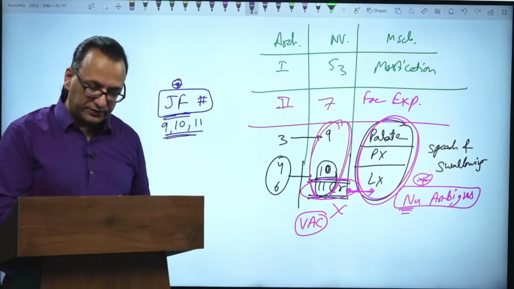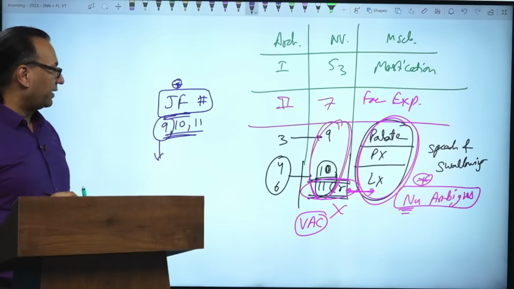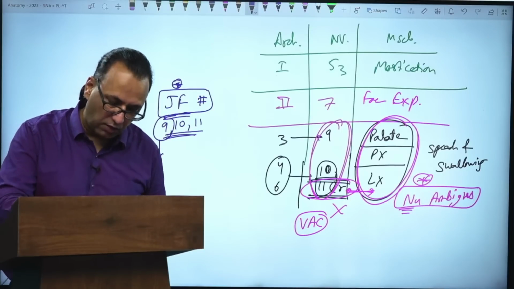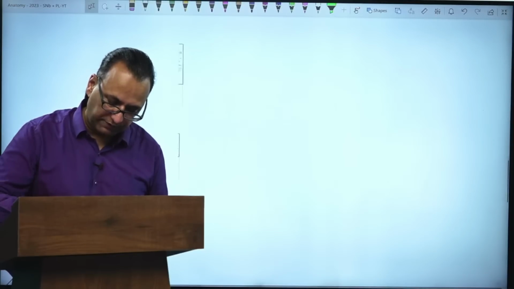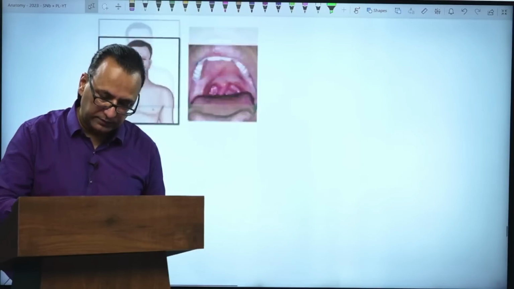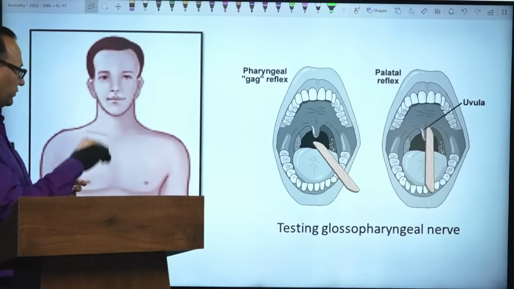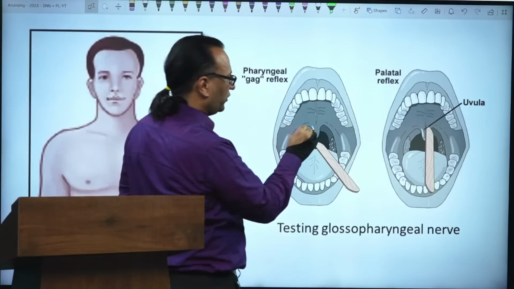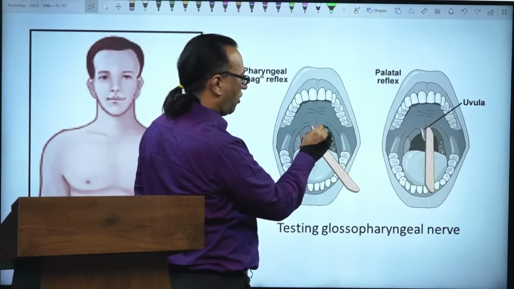Now, the ninth nerve itself becomes quite important, and that is why we are focusing on the details of the ninth nerve now, because recently I have seen some questions appear on the ninth nerve, like this one. You are doing a gag reflex, taking a stimulator and trying to touch the posterior one-third of the tongue, the tonsillar area, or the soft palate.